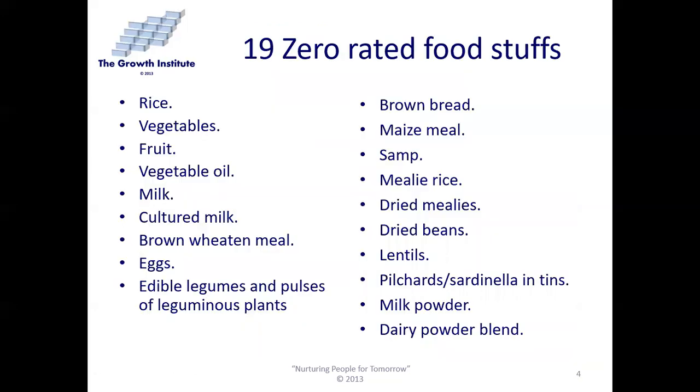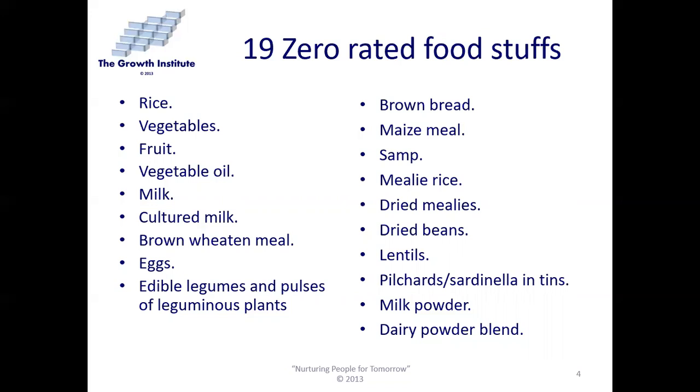There I've listed for you 19 zero-rated foodstuffs. Things like rice, vegetables, fruit, vegetable oil, milk, cultured milk, brown wheaten meal, eggs, edible legumes and pulses of leguminous plants. Goodness, you wonder what that is.